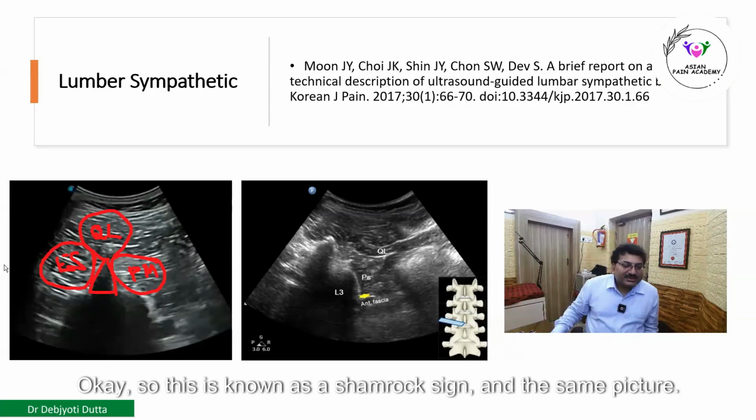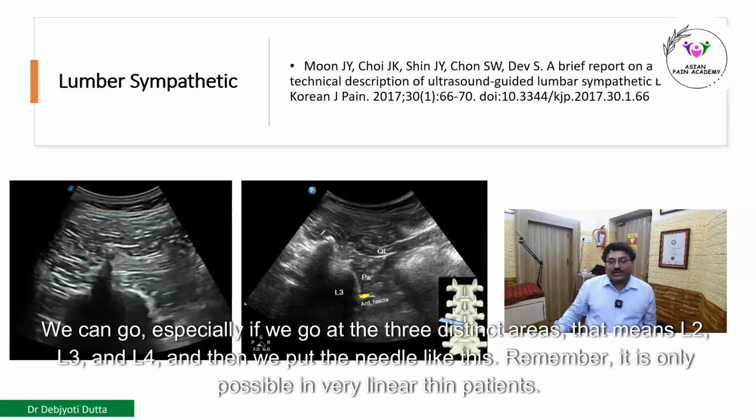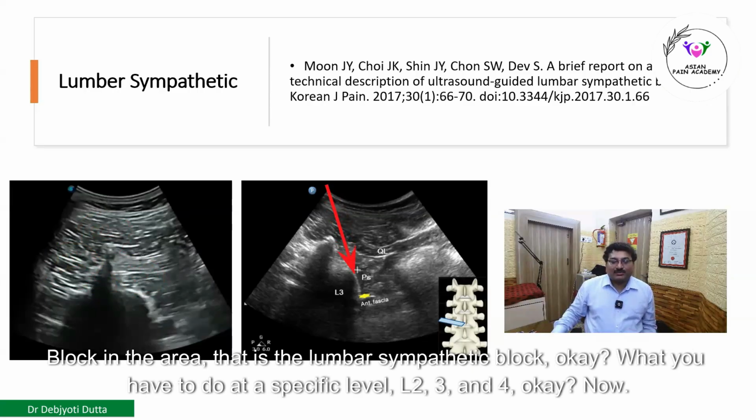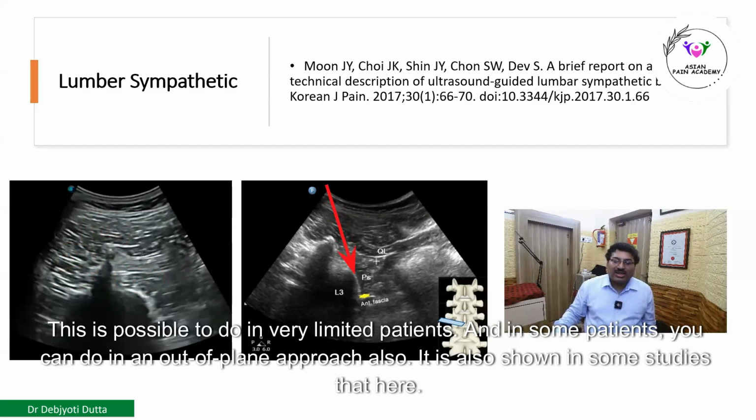And in the same picture, we can go especially at the three distinct areas, that means L2, L3, and L4, and then we put the needle like this. Remember, it is only possible in very lean and thin patients like this. If you can go to the anterolateral corner, you can actually go for a block in the area, that is the lumbar sympathetic block. But you have to do it at a specific level, L2, 3, and 4. Now this is possible to do in very lean and thin patients, and in some patients you can do it in an out of plane approach also.